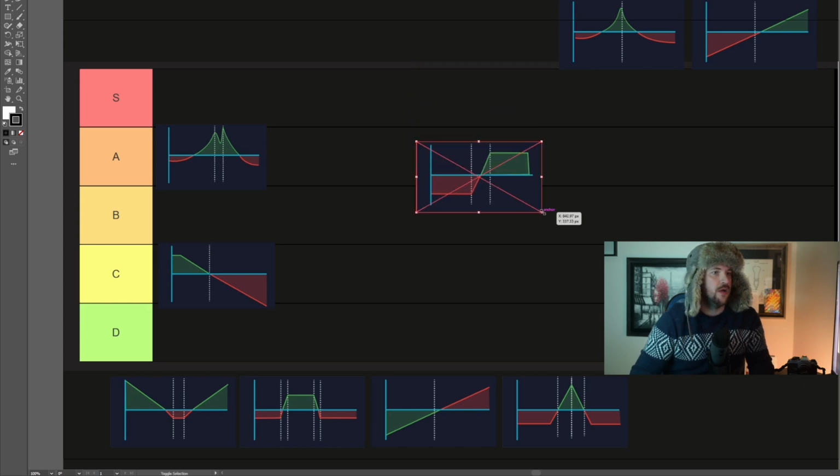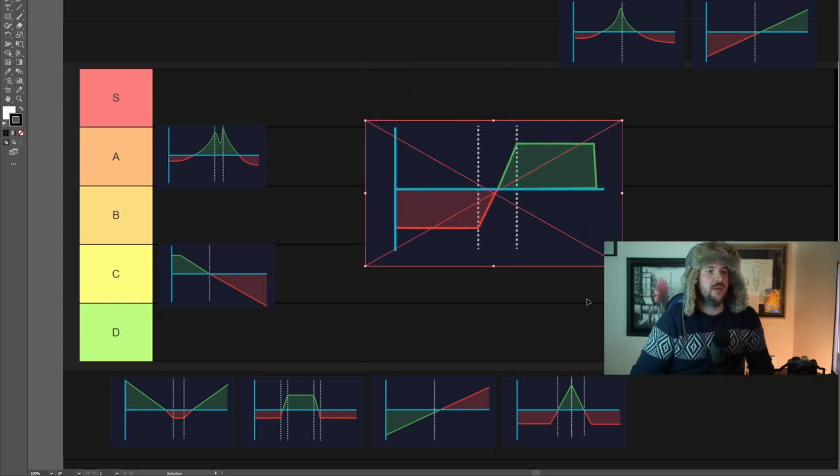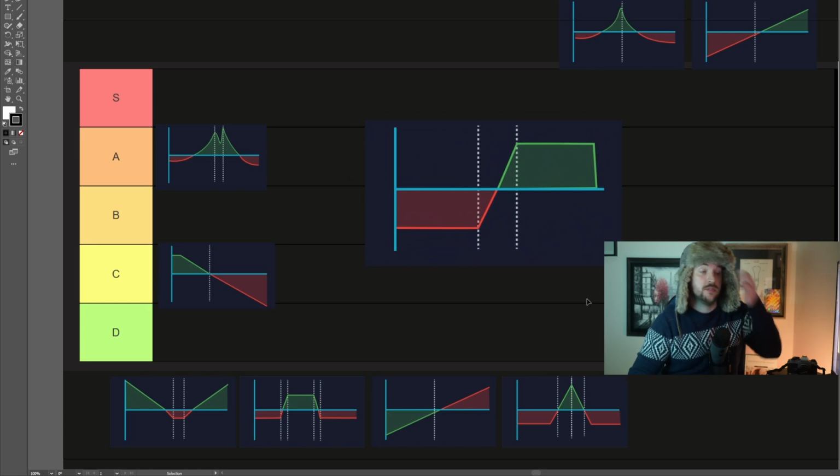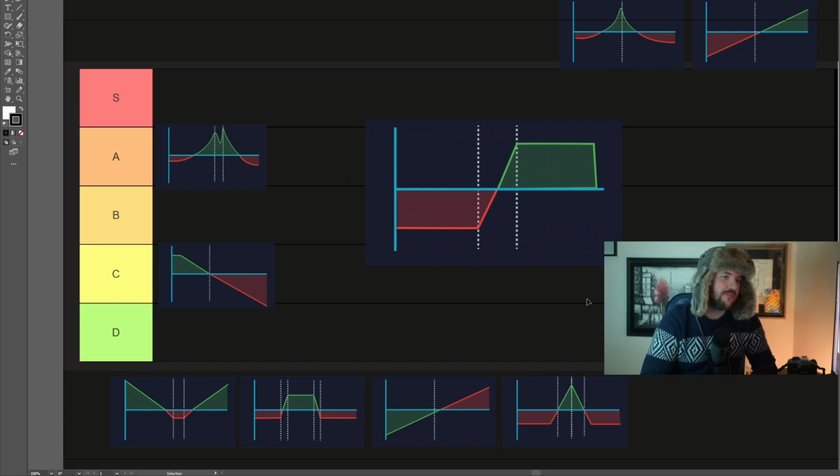Who knows? Next up, we have what is this? The call spread. We can see that the call spread consists of two strikes because there are two dash lines.